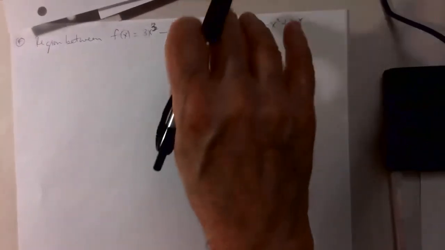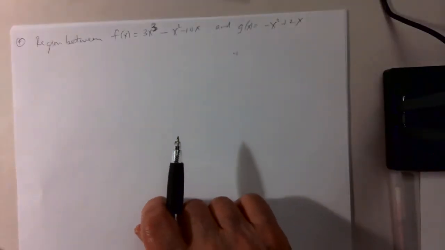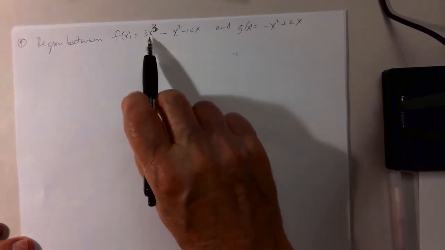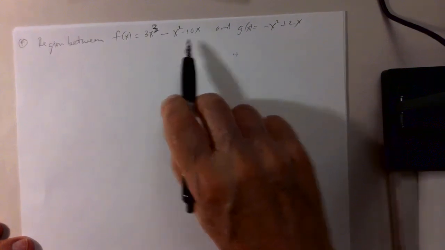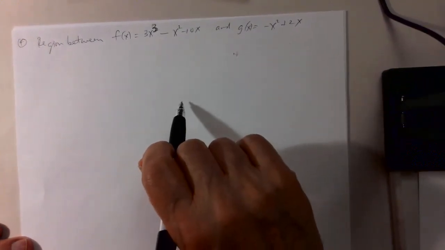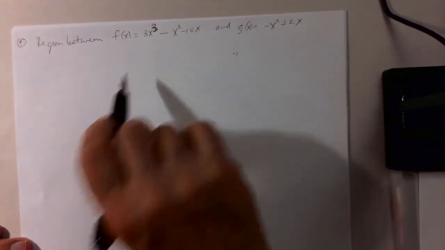Okay. We'll do one more problem. The region between this cubic curve, this is 3x cubed minus x squared minus 10x, and the parabola minus x squared plus 2x. Now, if we could use Maple, it'd be easy to graph this function.